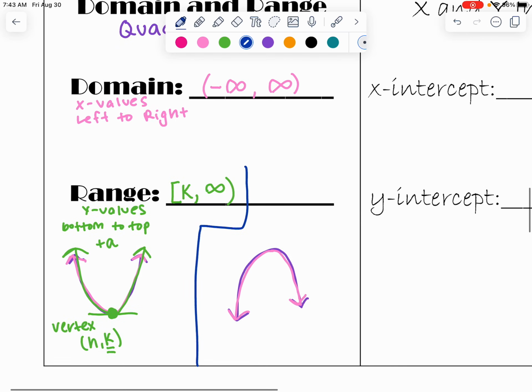Now, for the parabola that's pointing down, this is the negative parabola, right? It looks like a little sad face. The other one's a happy face. That's how you can remember positive and negative.